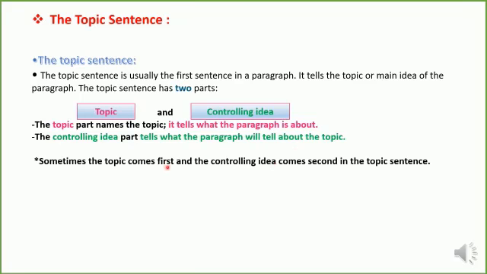Sometimes the topic comes first and the controlling idea comes second in the topic sentence. Let us take an example. Pollution in Lebanon has several causes. Here, this is the topic. Why? Because this part names the topic or tells what the paragraph is about. So the paragraph should be about pollution. Okay? Here, this is the controlling idea. Why? Because it tells what the paragraph will tell about the topic. So the paragraph will tell about the several causes of pollution.